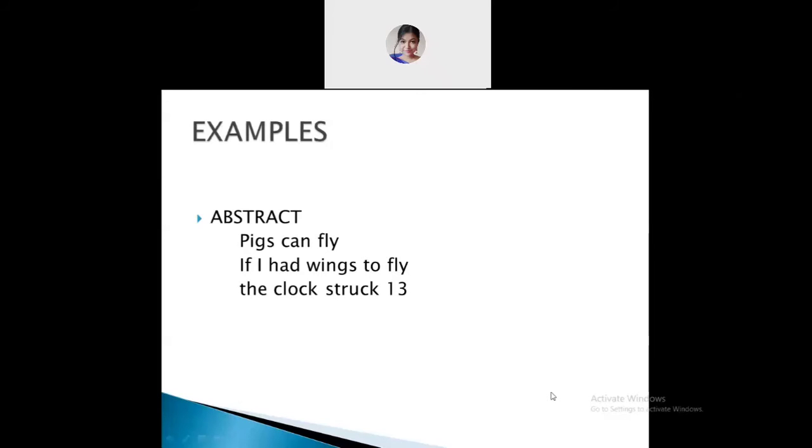The clock struck 13. Is there the number 13 on any clock? No, isn't it? There's no 13 on any clock. So again, you have to imagine, if the clock would strike 13, what would have happened? So these topics are totally based on your imagination. Is it clear now?